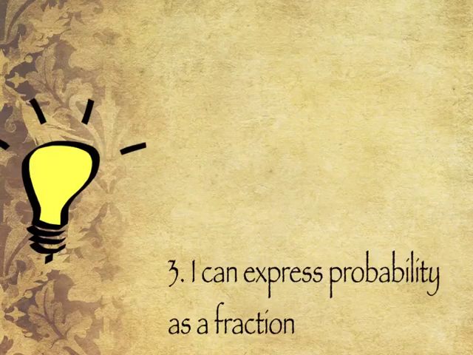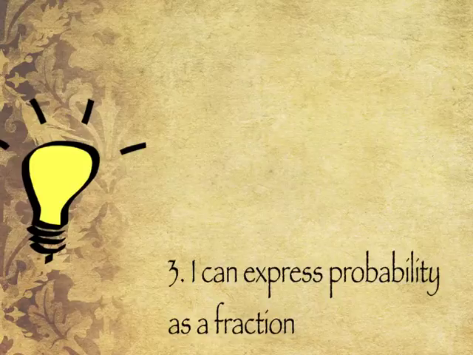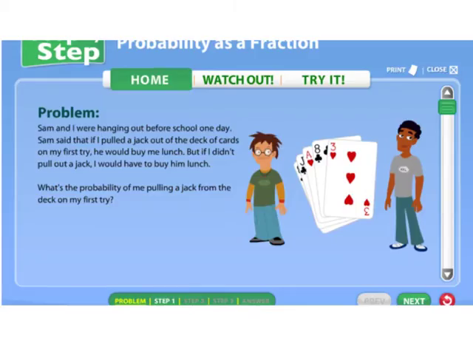And finally, we're going to do a study jam about expressing probability as a fraction. So without Flash on the iPad, I had to get a little creative, so we're just going to walk through it together, like this. Sam and I were hanging out before school. Sam said that if I pulled a jack out of the deck of cards on my first try, he would buy me lunch. But if I didn't pull out a jack, I would have to buy him lunch. Before I jump into this deal, I want to calculate the probability.